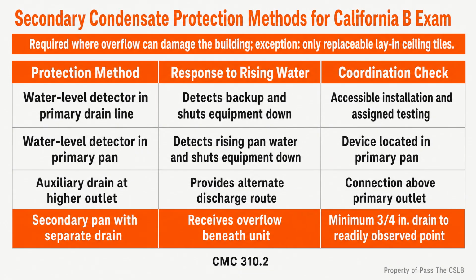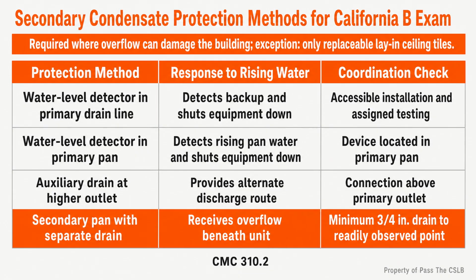Consider a hypothetical attic unit with a large metal pan beneath it. The pan is sized and placed correctly, but its drain disappears into a concealed cavity and joins another hidden drain. The metal pan may catch the overflow, yet the coordination is still incomplete because the separate discharge is not readily observed. The contractor has created storage for the problem without creating a useful warning.